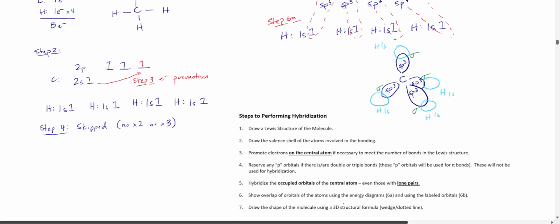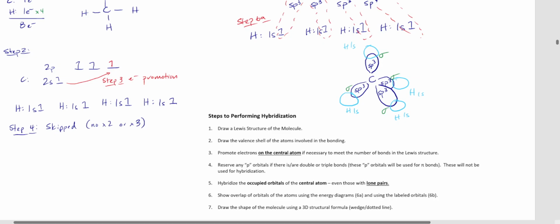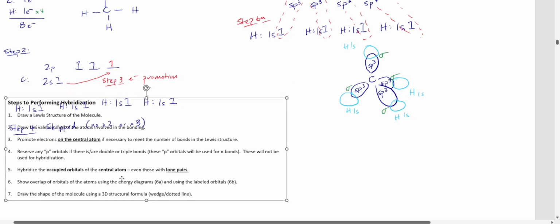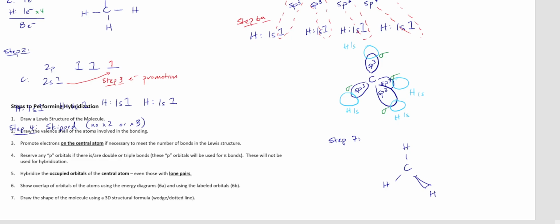The final thing is step 7, draw a shape of the molecule using a 3D structural formula. Okay, so let's bring this over here. I'll do a 3D structural formula right here, step 7. I have my carbon. Okay, and I'm drawing my hydrogens, and I'm going to indicate that the bond angle between all of these is 109.5 degrees.